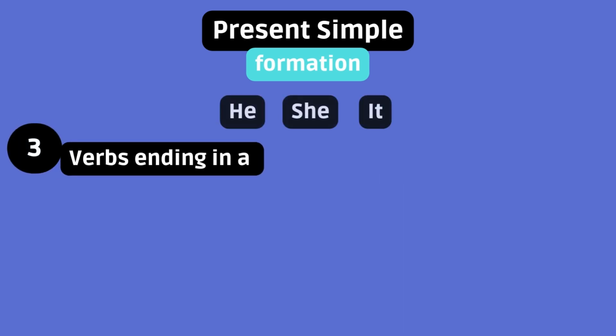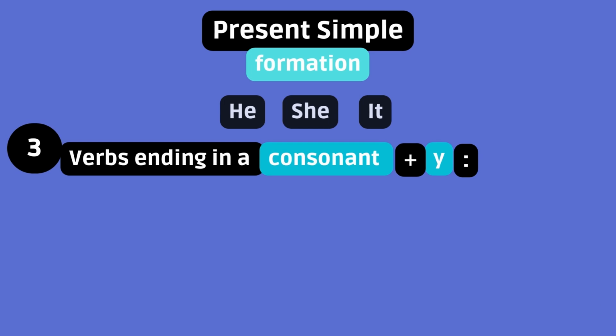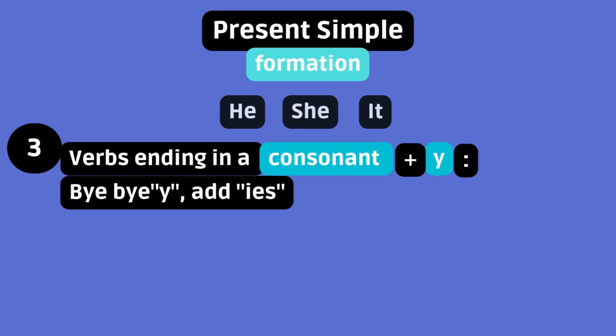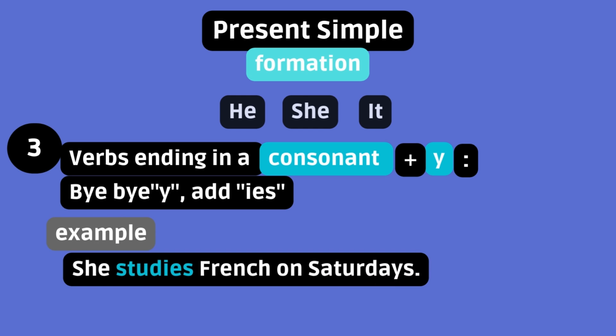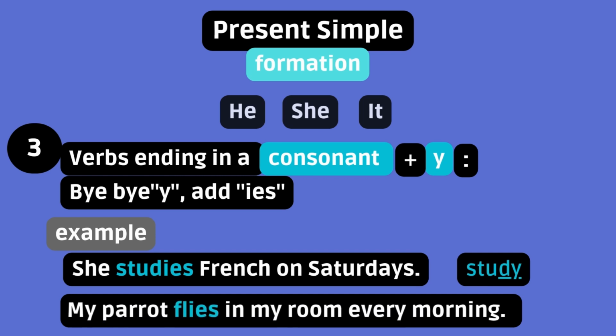Verbs ending in a consonant plus Y: drop the Y, add IES. Example, she studies French on Saturdays. My parrot flies in my room every morning.